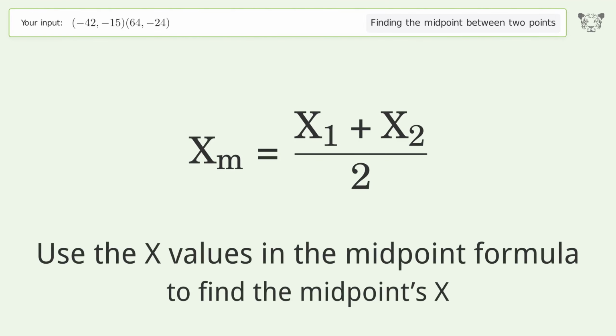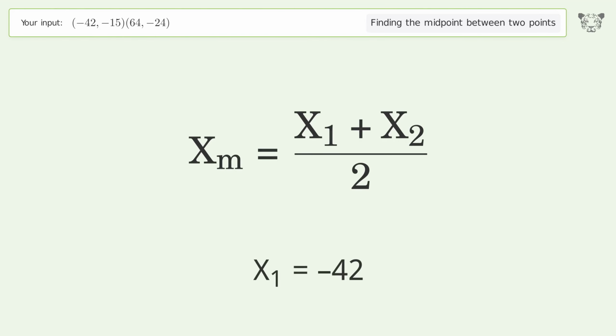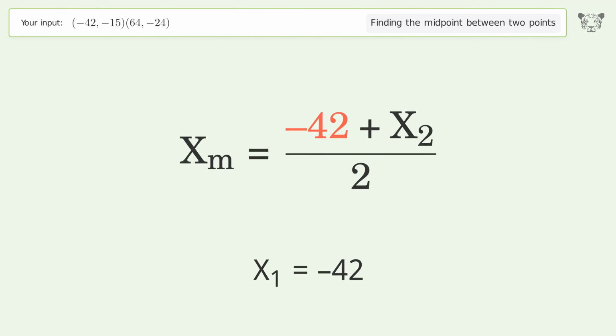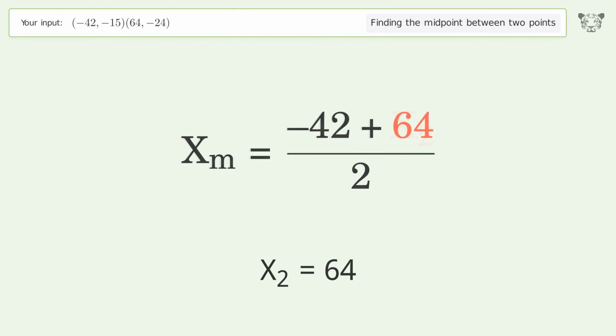Use the x values in the midpoint formula to find the midpoint's x. x1 equals negative 42. x2 equals 64. Simplify the arithmetic.